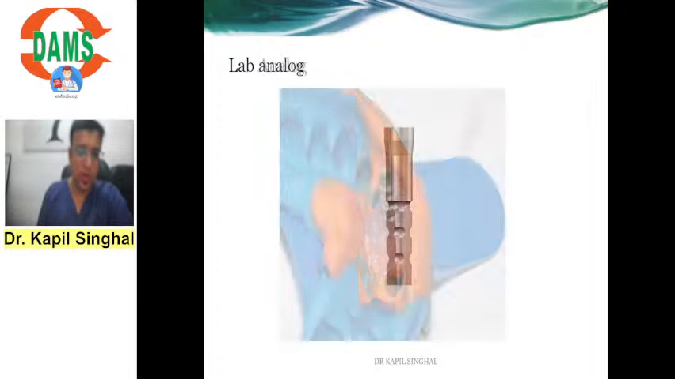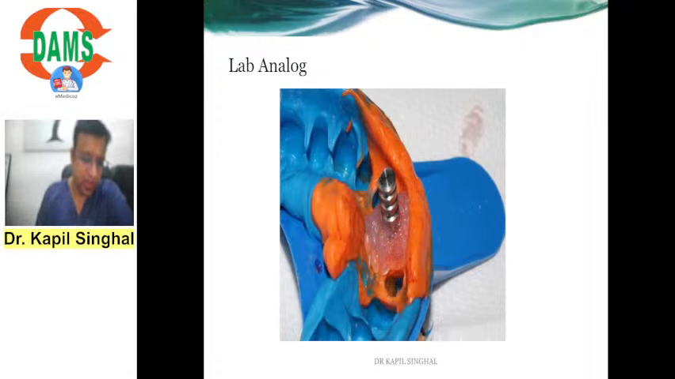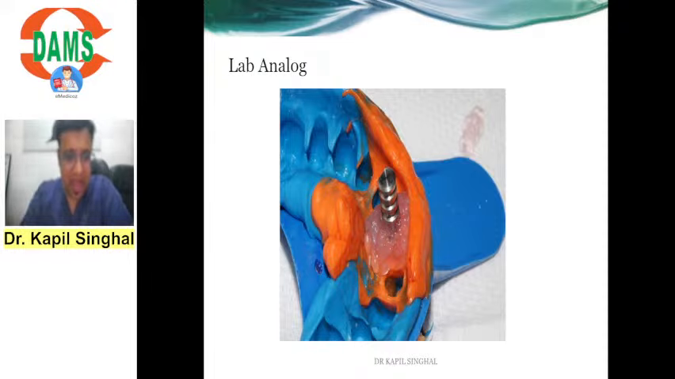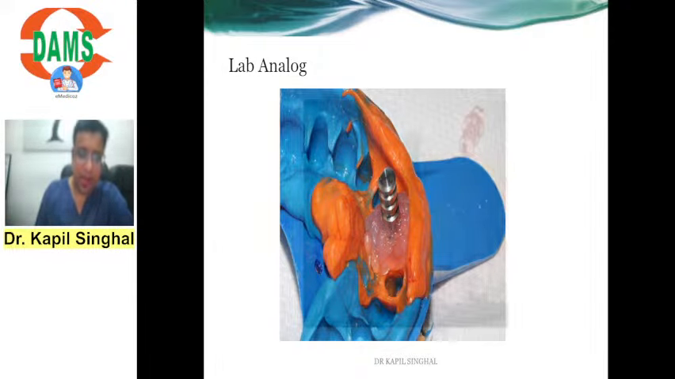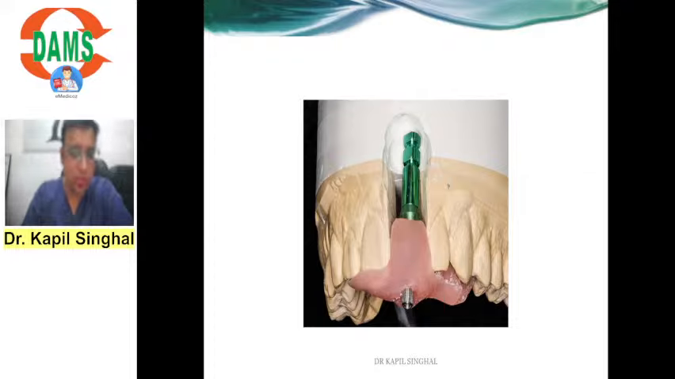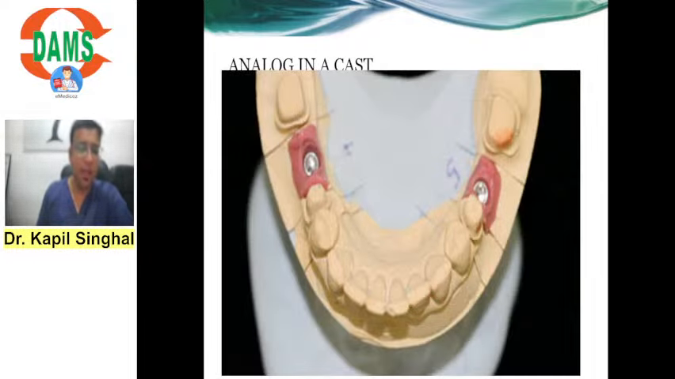Now the technician will take the impression you made, tighten this lab analog onto the impression post, and pour the cast. To show you, I have sectioned this model to show what the lab analog looks like. That lab analog will come exactly into the same place where the implant is in the patient's mouth. So my working model is ready. This is the lab analog in the cast. So what is a lab analog? An implant replica used for making a working model over which my lab technician can fabricate a prosthesis.